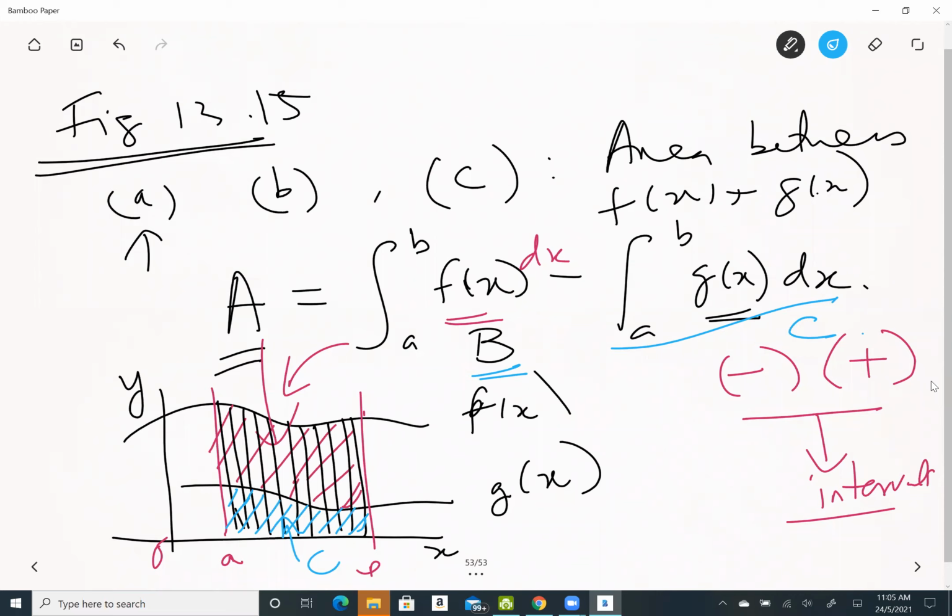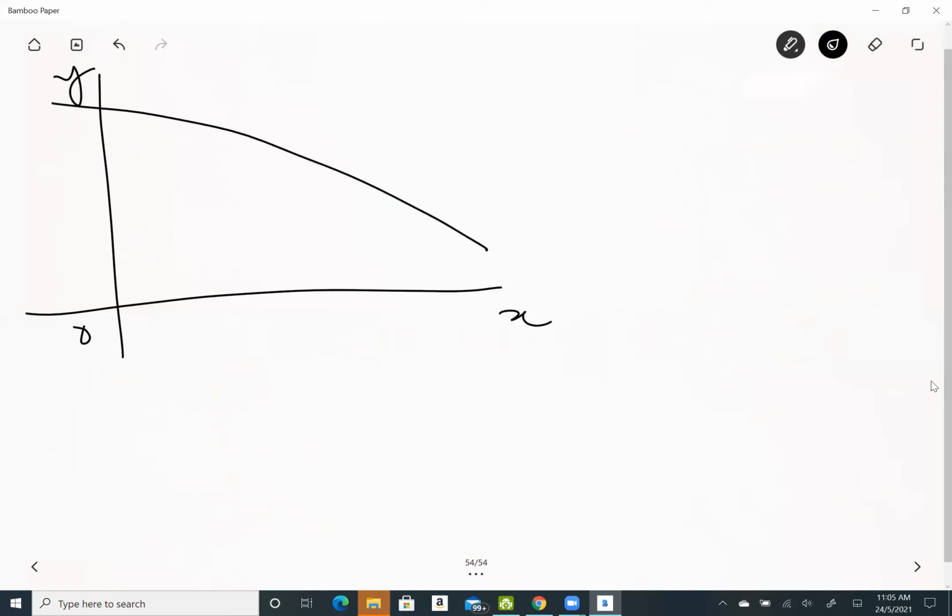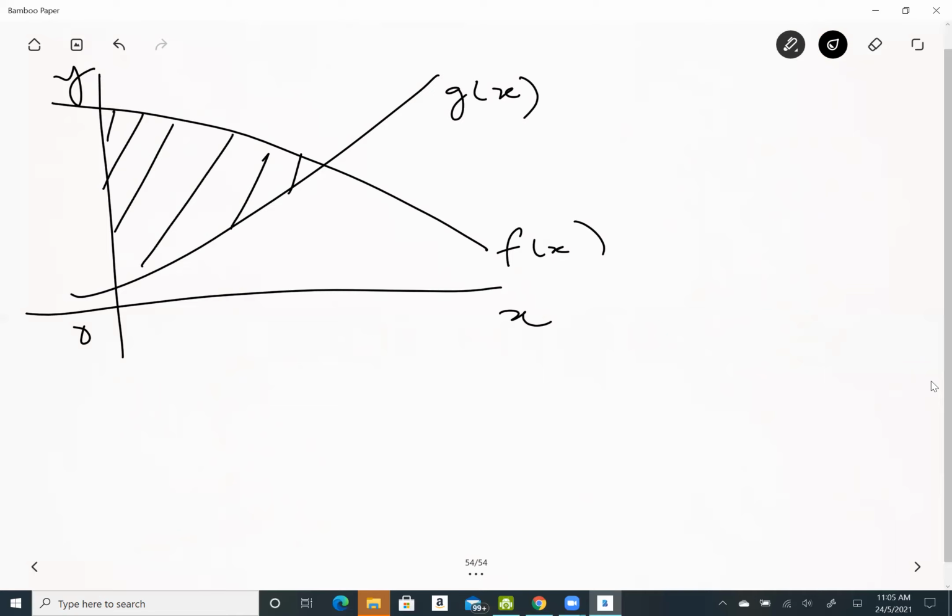Sometimes we may not have intervals that are as clearly defined as what you have here. So look at another example. Suppose I have the following situation. This is y, 0. I have the function here f of x, and I have a function here g of x. Now I want to find the area here. I call it A.